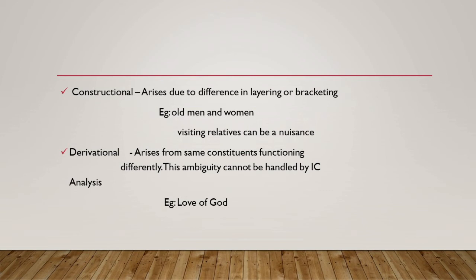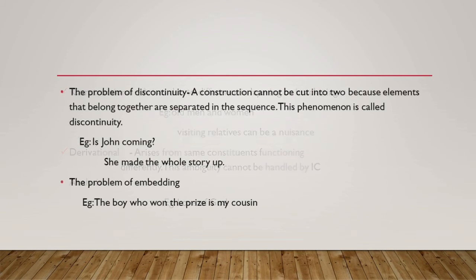So there are two meanings for this phrase, love of God, and these two meanings cannot be conveyed by means of IC analysis. Now, constructional ambiguity as well as derivational ambiguity, these two ambiguities are together known as structural homonymy. Okay, so that is what I wanted to say.